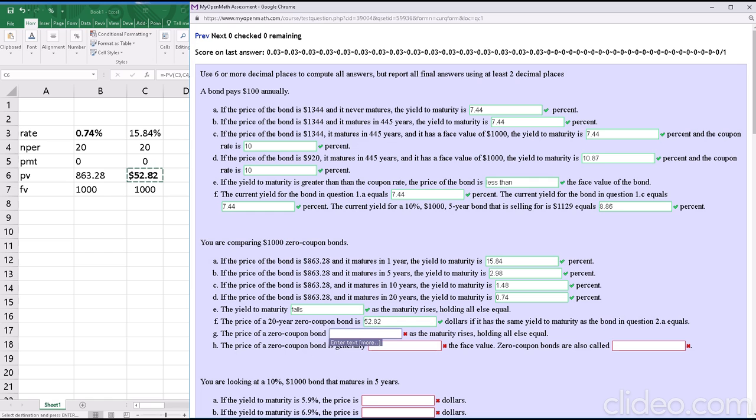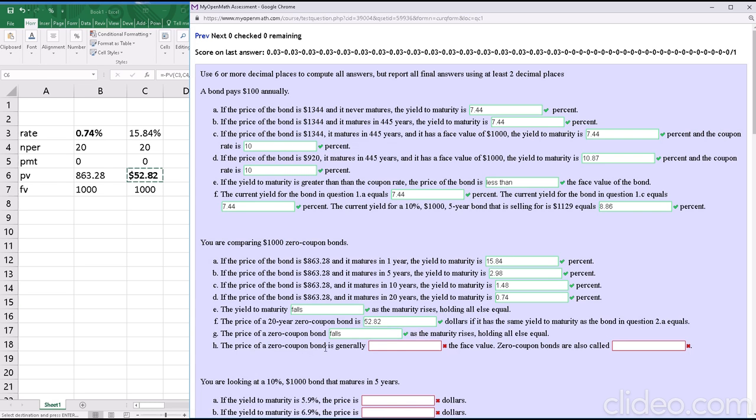The price of the zero coupon bond blank as the maturity rises, holding all else equal. So we're holding the yield to maturity constant in these two scenarios. We're holding the face value constant. The only thing we're allowing to change is whether it's a 1 year or a 20-year coupon bond, and the price falls. So the price of a zero coupon bond falls as maturity rises. So that's an important principle of zero coupon bonds.